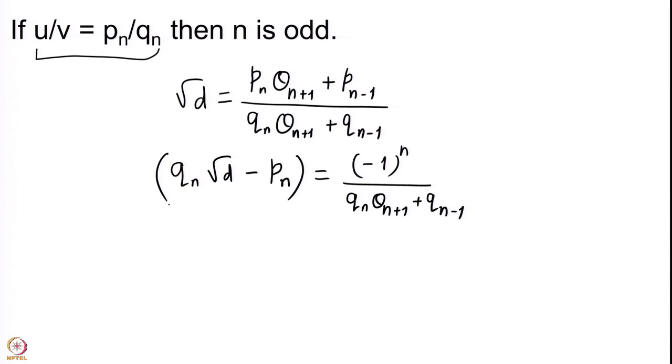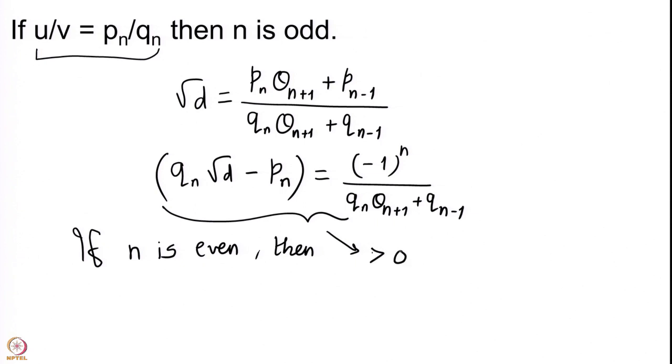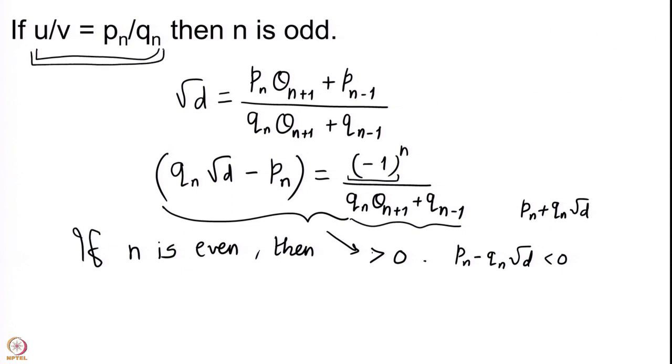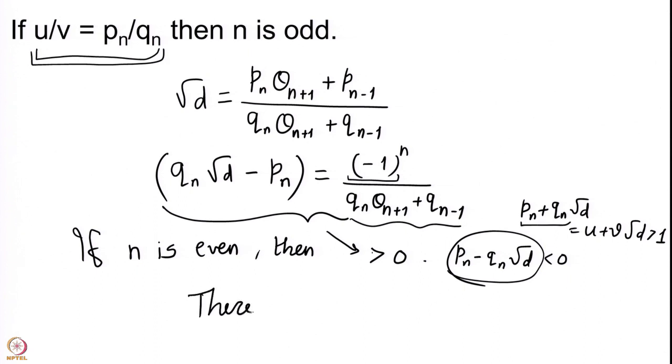So, this part turns out to be q_n theta_{n+1} plus q_{n-1}. If n is even, then this quantity becomes positive, because the numerator is positive and the denominator here is anyway always positive. So, this turns out to be positive, and then we get that p_n minus q_n root d is negative, but that cannot happen because our p_n plus q_n root d, remember p_n and q_n are u by v, this is u plus v root d. This is a positive number, and its inverse then cannot be a negative number. So, if u upon v is p_n by q_n for some n, then n has to be odd.